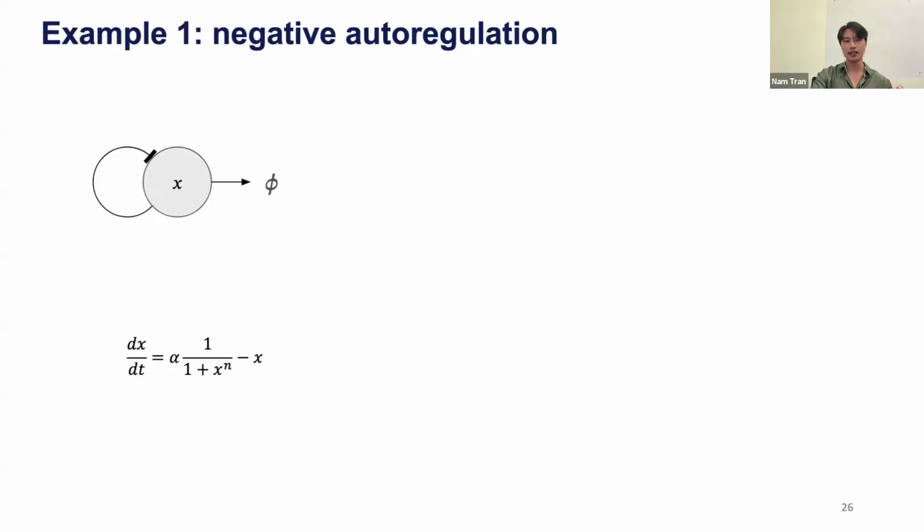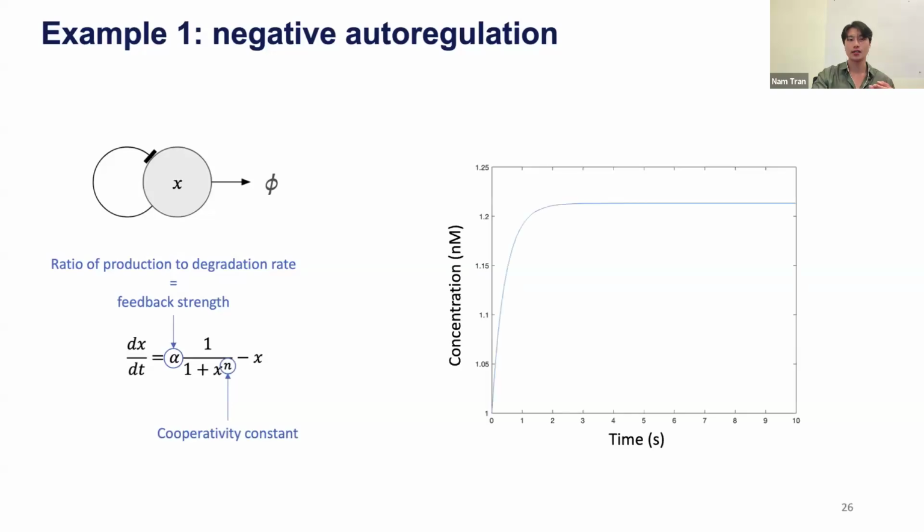So example 1, negative autoregulation. We're going to extend Kamash's results and make some more inferences. Here is negative autoregulation with its equations again. We see that it's dependent on the ratio of production to degradation, which we're going to call the feedback strength for now, and the cooperativity constant. To get an insight into what this system does, it pushes an initial concentration into some long time steady state.